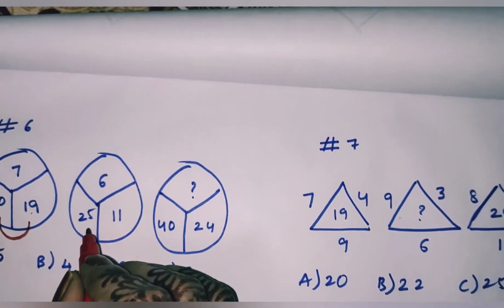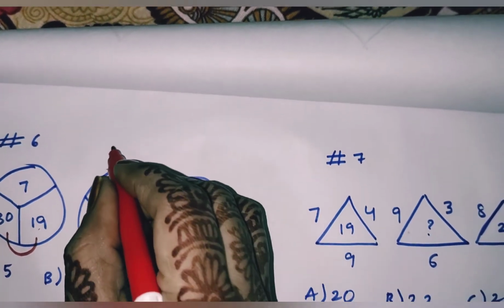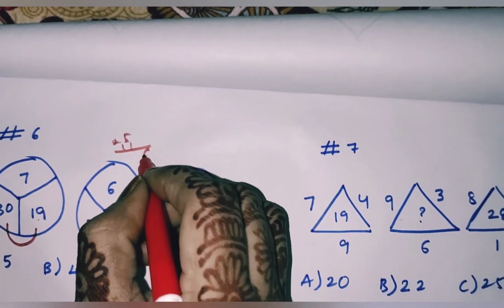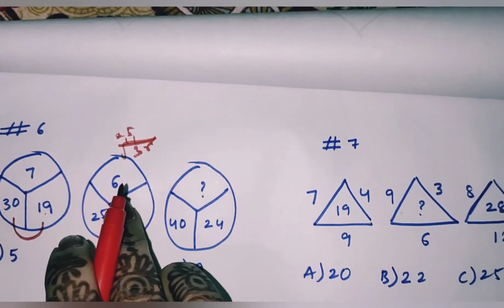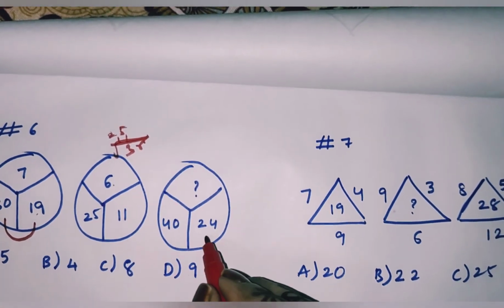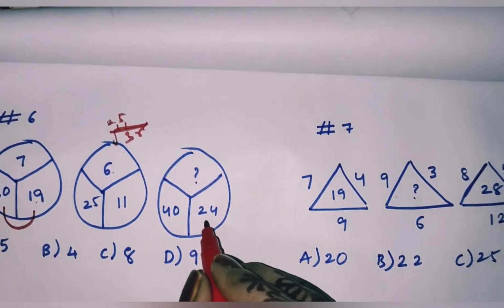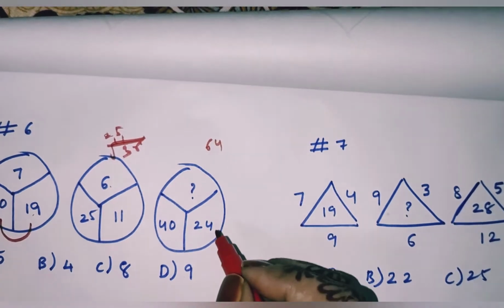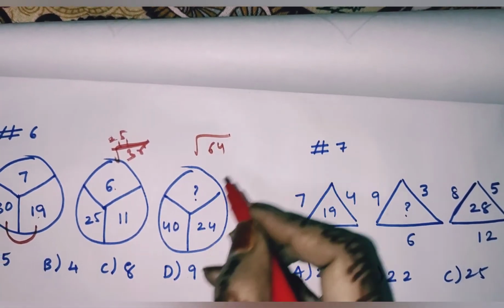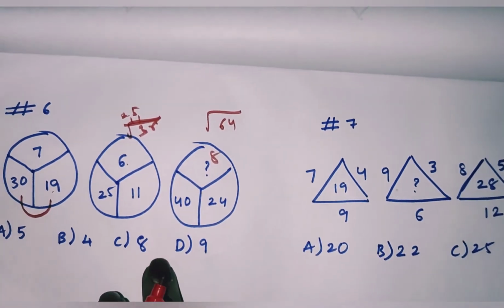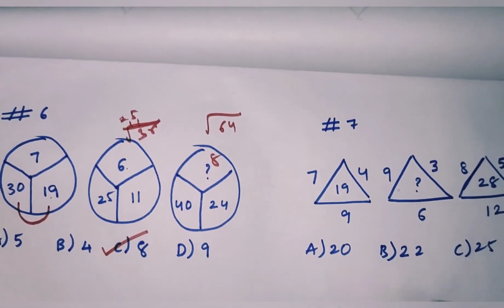Try to apply the same logic here, friends. 25 plus 11 is how much, friends? 36. How do we get 6? Under root of 36 is 6. Try to apply the same logic here. 40, 24. Add them. You will get 64. What is the relation? Under root of 64 is how much, friends? 8. So here the answer is C, 8.